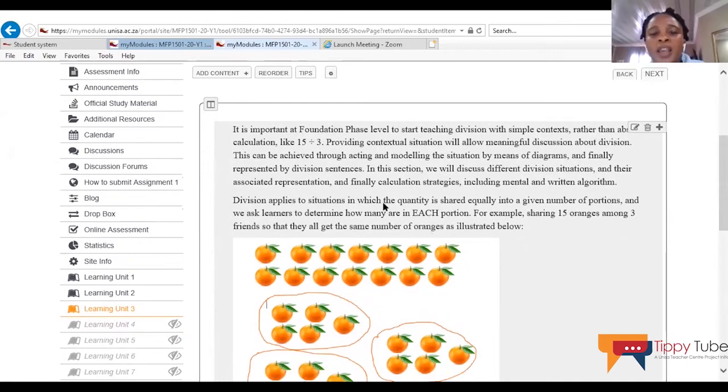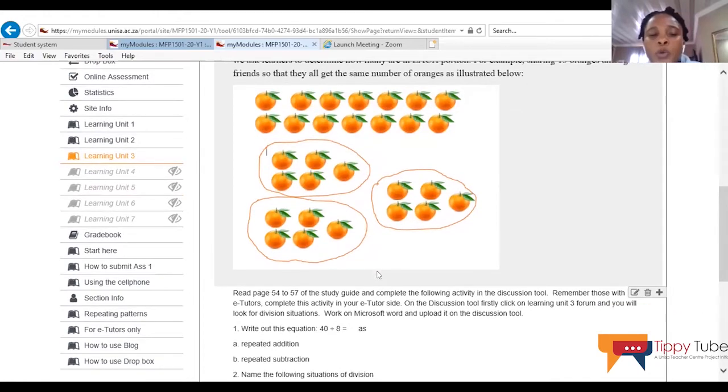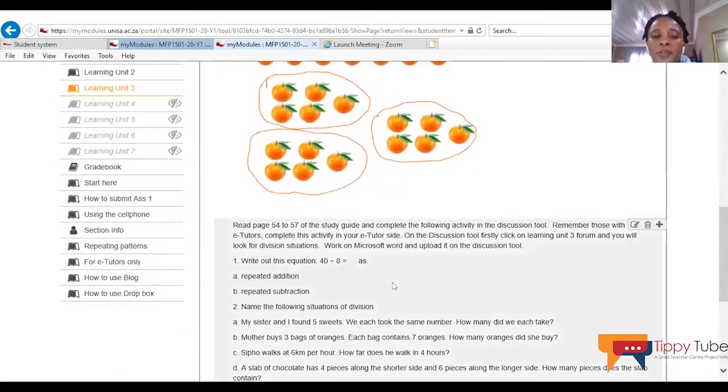So now I just gave this picture of oranges so that you can see what I mean when we're saying to be in their simple context. Here on the picture, there are 15 oranges, and then we divide them by 3. They are grouped into 3 groups, and it means each person is going to get 5 oranges.